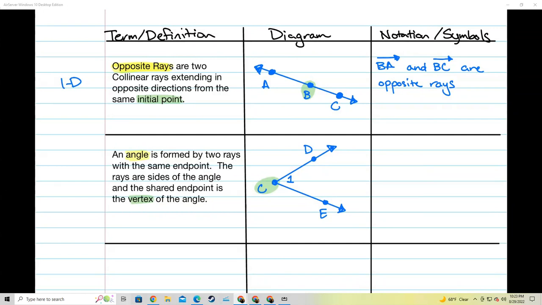The first thing I want to do is look at those two rays. Hopefully, you see two rays. The first question I want to ask you is, are those opposite rays? Remember that opposite rays are two collinear rays extending from opposite directions from the same initial point. So I definitely see two rays. Now the question is, are they going in opposite directions? And are they collinear? So these are in fact not opposite rays.